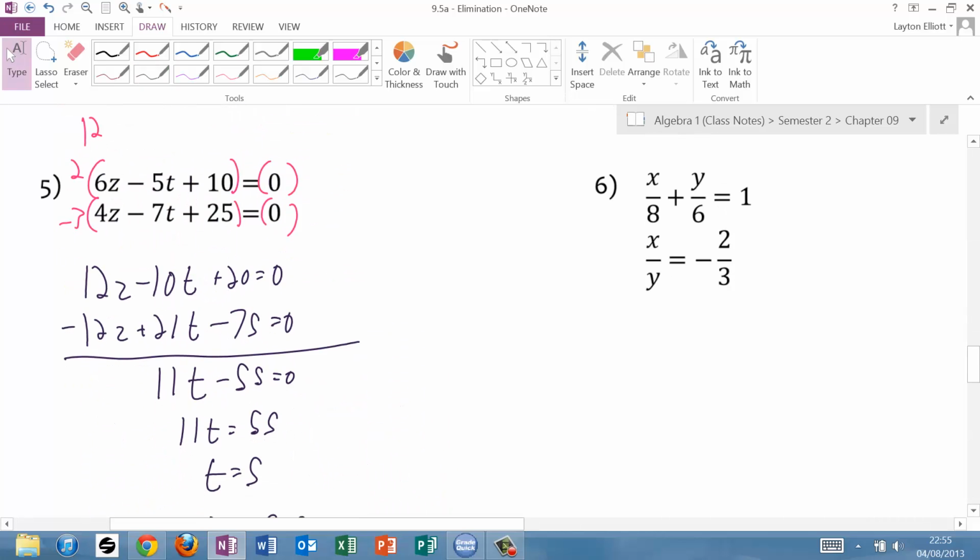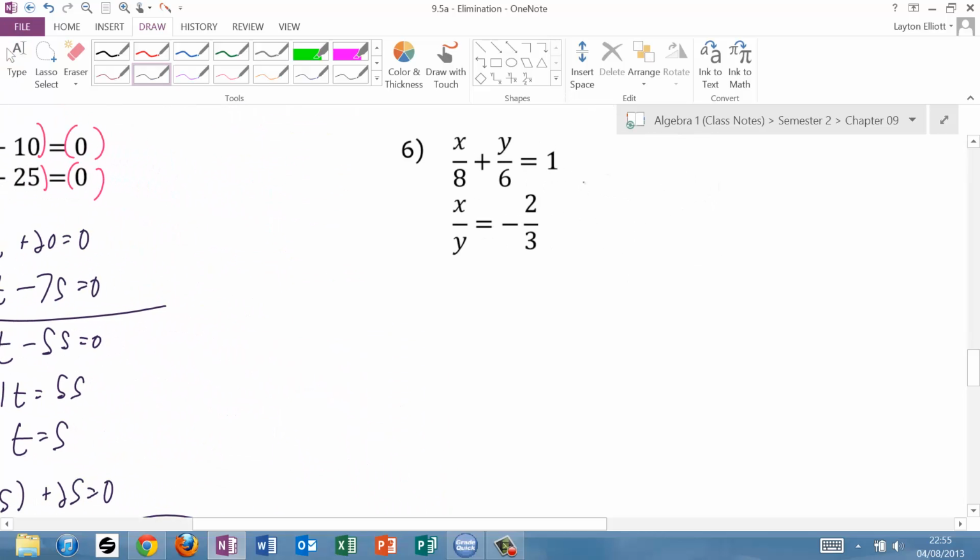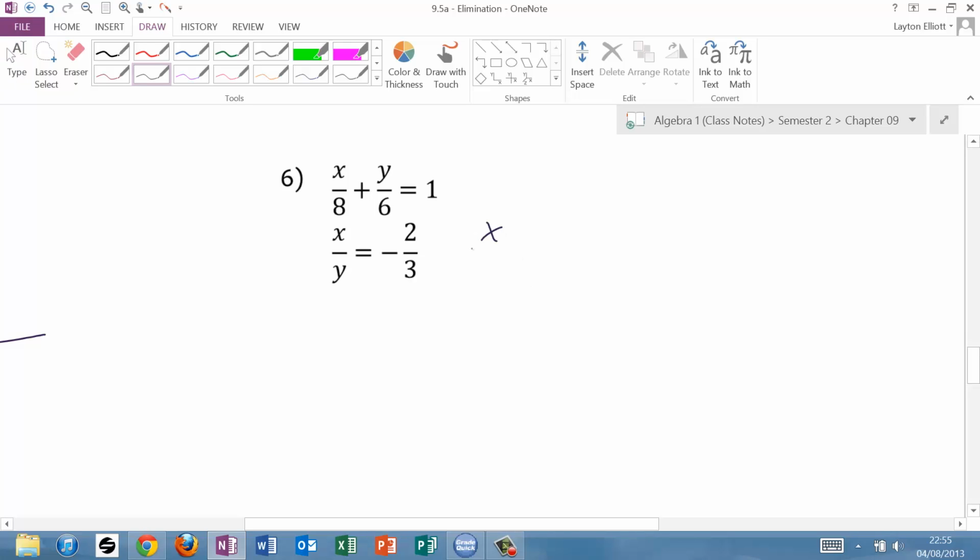The next one, if I look at that second equation, it's not in a good form. Let's rewrite that as x over y is equal to -2 over 3 and do a cross product. If two fractions are equal, their cross products are equal. So I'm going to make this -2y is equal to 3x, and then let's move the 2y over to the other side, make it 3x plus 2y is equal to 0.